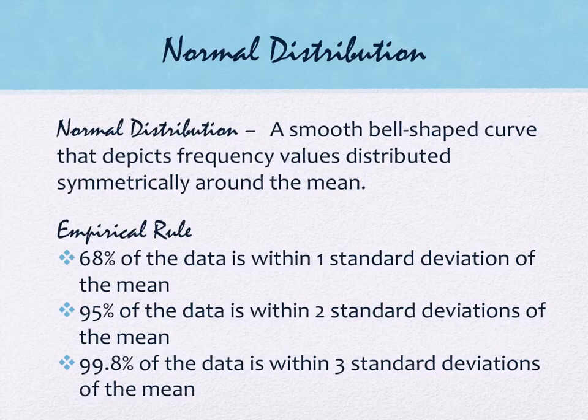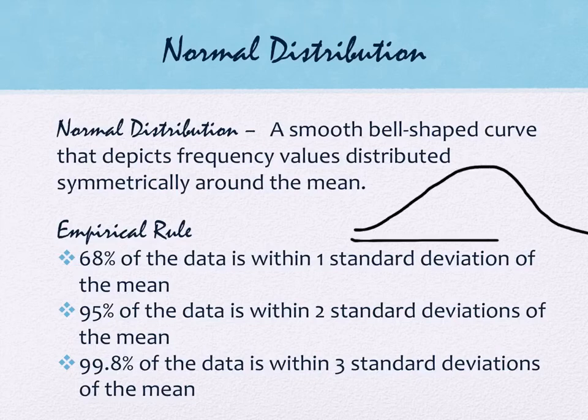Normal distributions. Let me talk about normal distributions. Go ahead and write down this slide. A normal distribution is a smooth bell-shaped curve that depicts frequency values distributed symmetrically around the mean. Okay. The picture that goes along with this looks something like this. Mine does not look very symmetric. Pretend. This value right here at the peak is the mean.